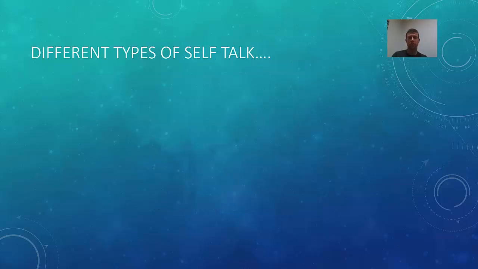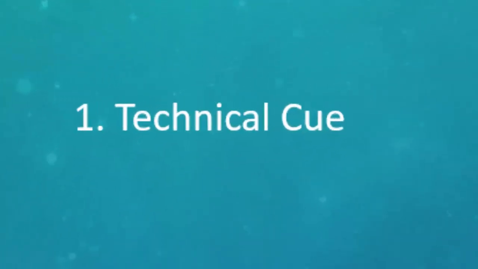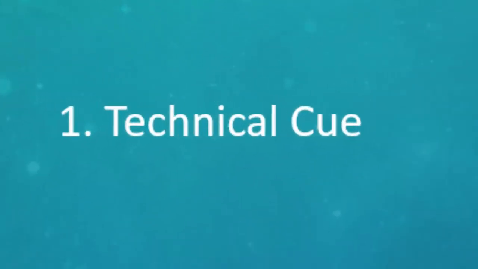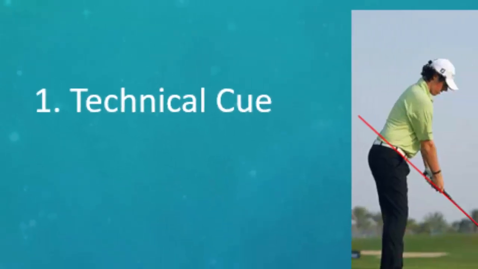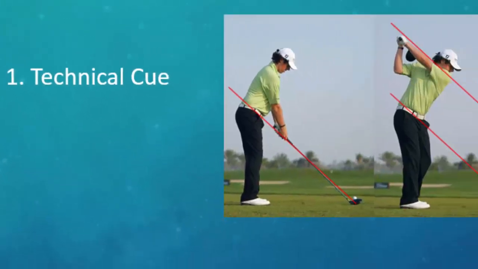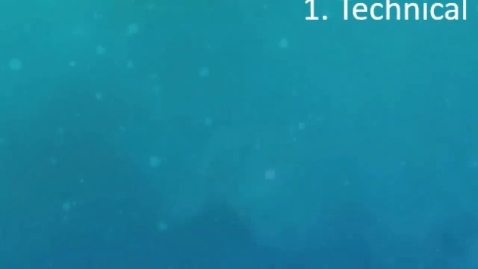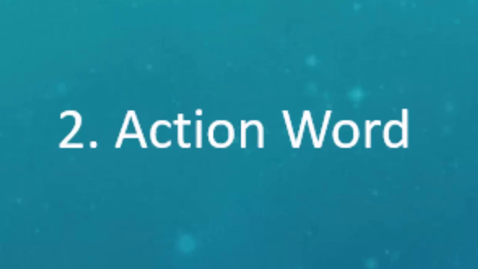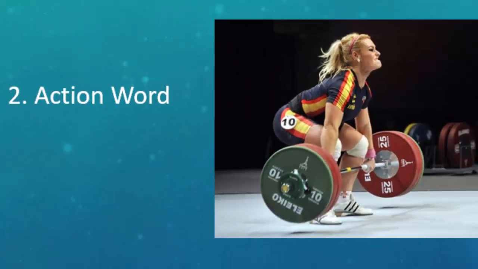So there are different types of self-talk, and they're used for different reasons. First of all is a technical cue. It's a word or a short phrase that can help you focus on a technical point in your skill. A classic one in golf would be keep your head down. Second is an action word. That would be when you're trying to do something explosive, you might want to say drive up or explode, and that really helps to lift your performance.